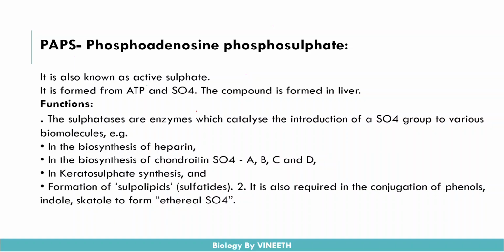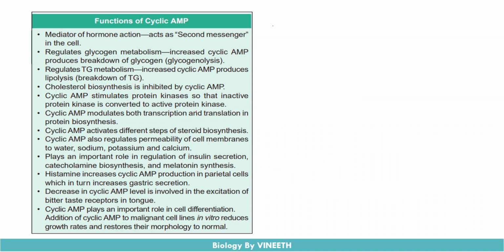Okay, so it is also required for the conjugation of phenols, indoles, and catechols to form the ethereal sulfate. So actually it is conjugating a sulfate molecule to the compounds. Okay, PAPS is required. And cyclic AMP, which is formed from the ATP, will act as a secondary messenger. So the major role of the cyclic AMP is to act as a secondary messenger and to amplify the initial signal 10,000 times greater. Okay, 10,000 or 1 lakh times greater.